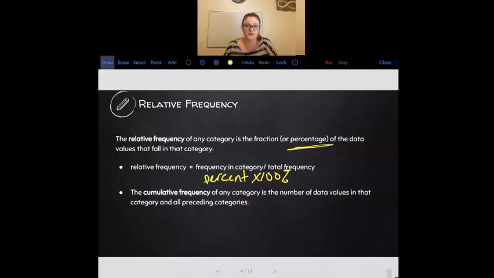Okay, another term that we'll use is the cumulative frequency. So the cumulative frequency of any category is the number of data values in that category and all preceding categories. So let's say we have the third row of a chart. The cumulative frequency would be rows 1 plus 2 plus 3.